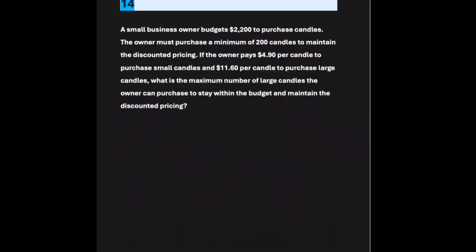Question 14, we have a word problem. A small business owner budgets $2,200 to purchase candles. So we have one inequality there. The small business owner wants to spend no more than $2,200 to buy these candles. The second condition here, the owner must purchase a minimum of 200 candles in order to maintain a discounted pricing. So to get a discount, the owner has to buy a minimum of 200 candles.